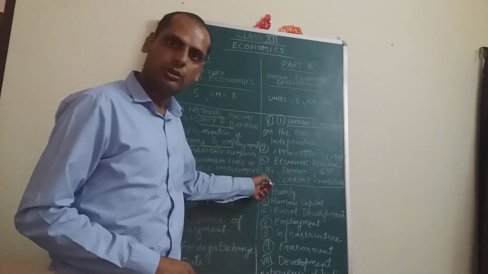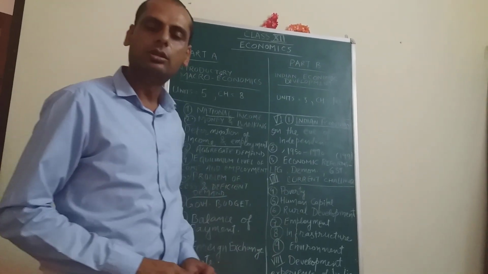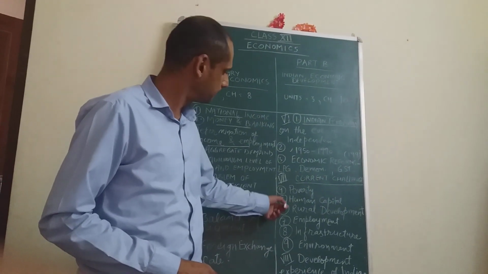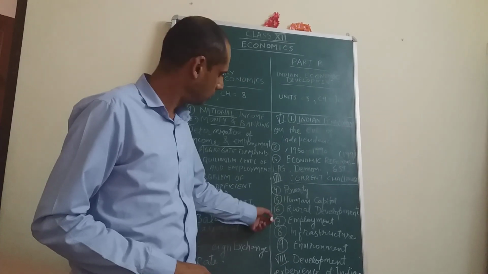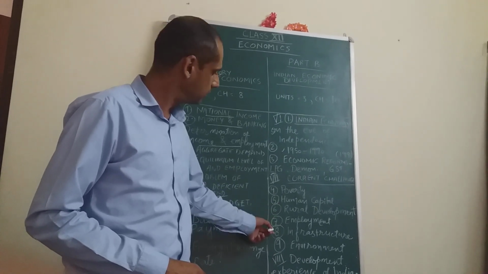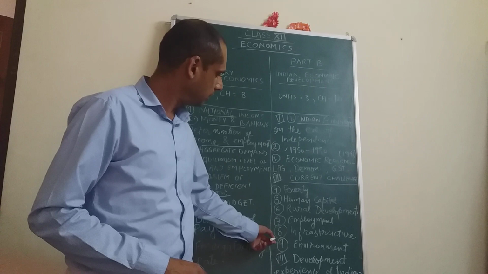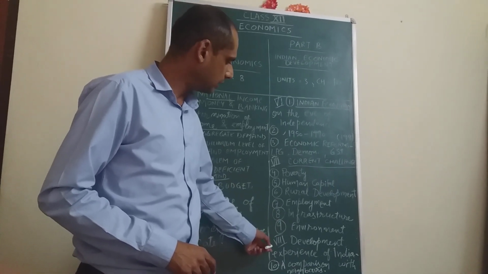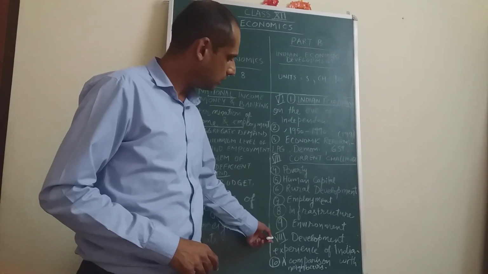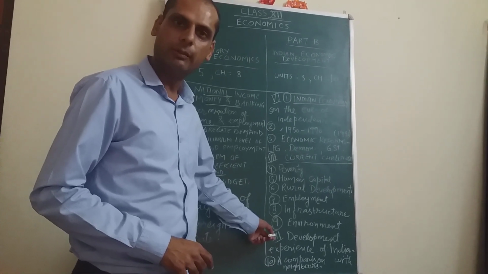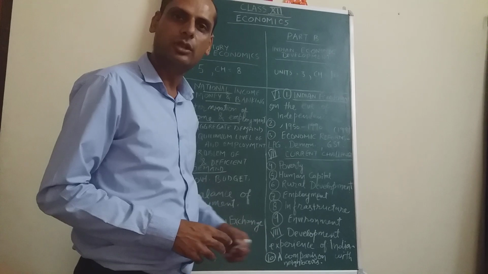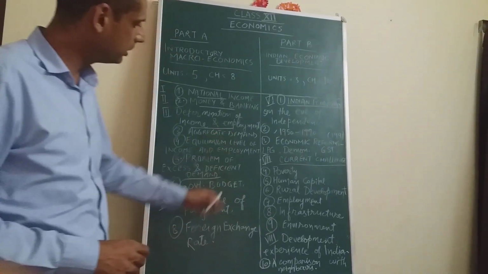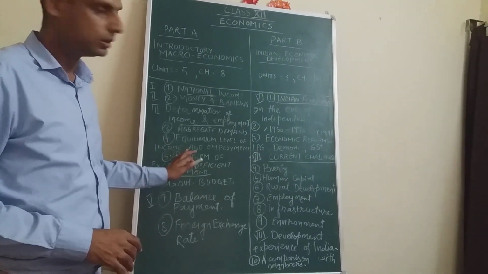Now the next unit is the challenges which our economy faces, and the chapters are: the fourth one is poverty, fifth human capital, sixth rural development, seventh employment, eighth infrastructure, ninth environment, and the last one is developmental experiences with our neighbors. We'll do a comparative economic study with China and Pakistan. So these are the 2 books divided.